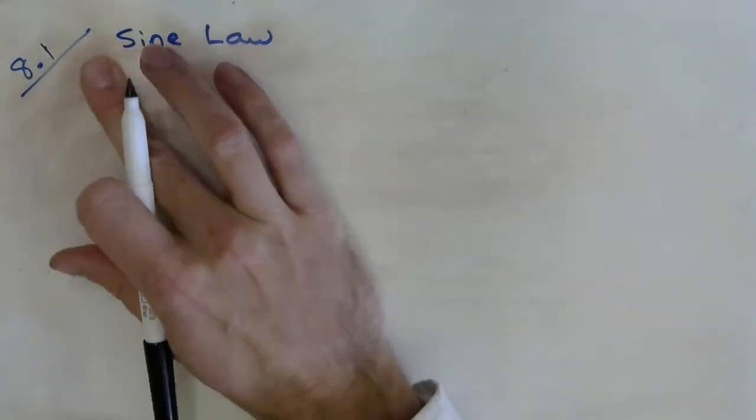All right, we are heading into 8.1, which talks about the sine law. Last unit, you learned the tools that you can use to solve right angle triangles. This time we're going to learn a couple of tricks in solving triangles that do not have a right angle. One of those tools is to apply the sine law.